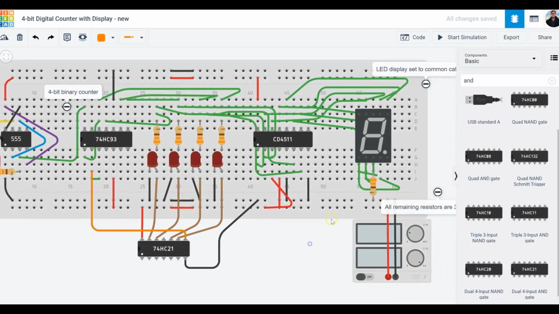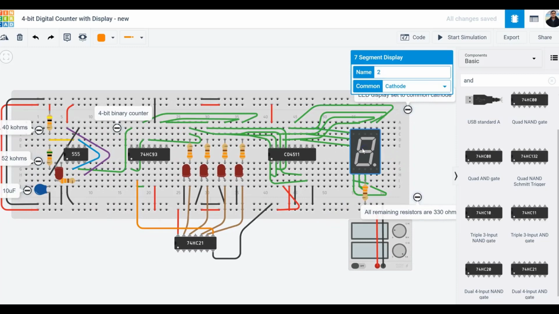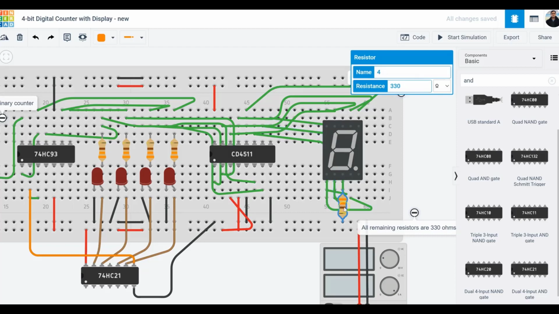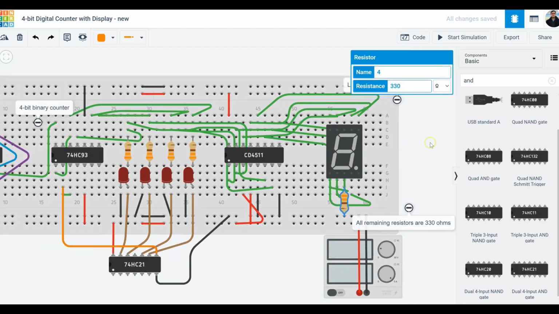You have to make sure, folks, that when you select this 7-segment decoder, it is set to cathode. Instead of having to connect a resistor to each of the segments, you can just use a common one, connect it to a 330 ohm resistor right here, and then connect it to the ground, which will offer ground to all the LEDs within the 7-segment.